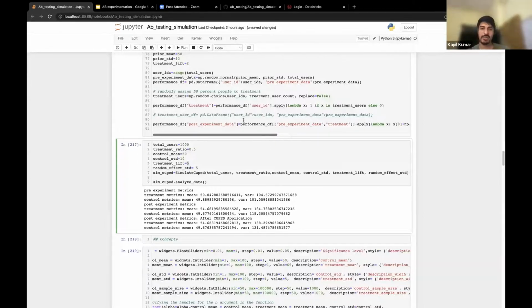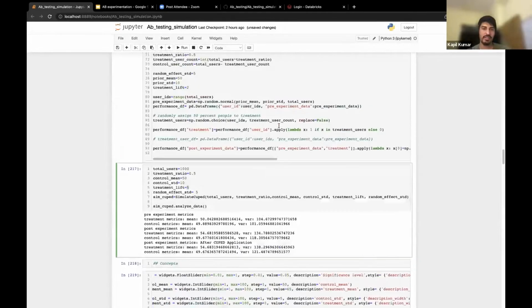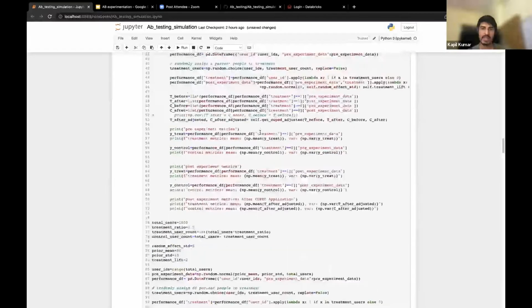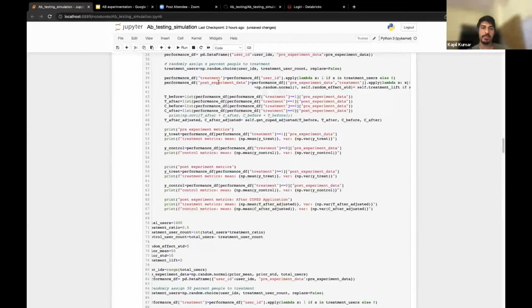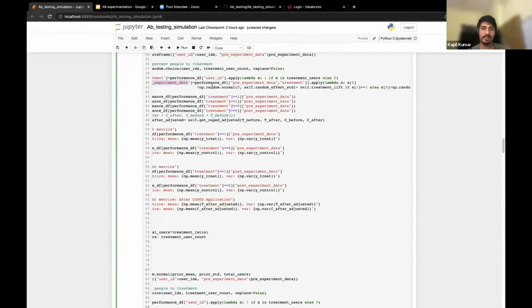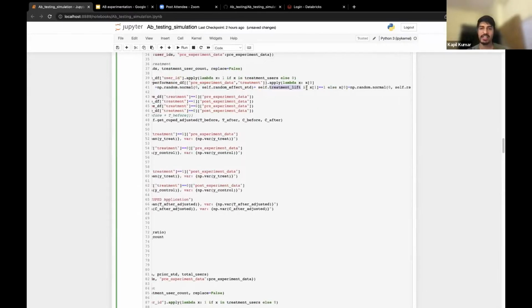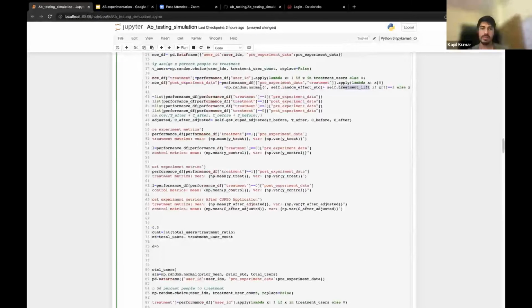So in this case, what I've done is show you one line specifically. For simulating post-experiment data, we have taken the prior data, and if the treatment is set, meaning we want to introduce treatment, we introduce the treatment lift. If the user doesn't fall into the treatment bucket, we just add random noise. And we are adding this random noise to both treatment and control.